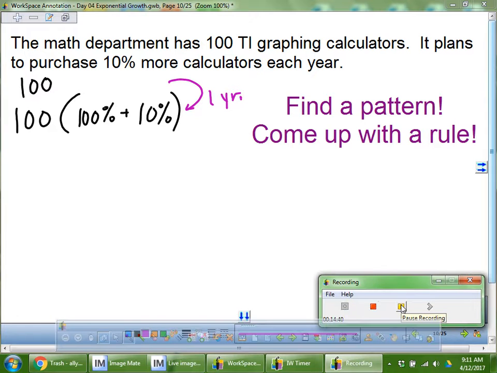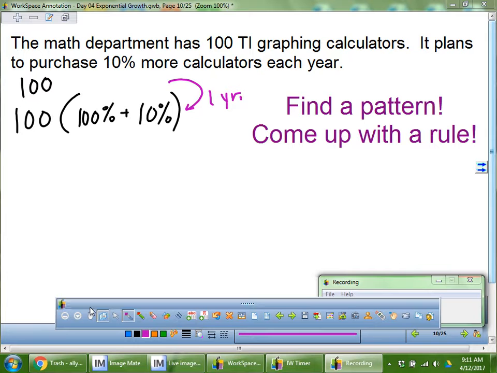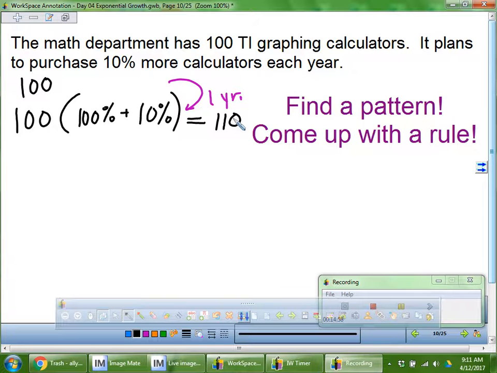So that's our first year increase. But then they're going to add 10% more calculators after that, right? So how much is this? Let's see. 10% more would be 110 calculators, right? After 1 year. Okay, then we take this. Now we have 110 calculators.